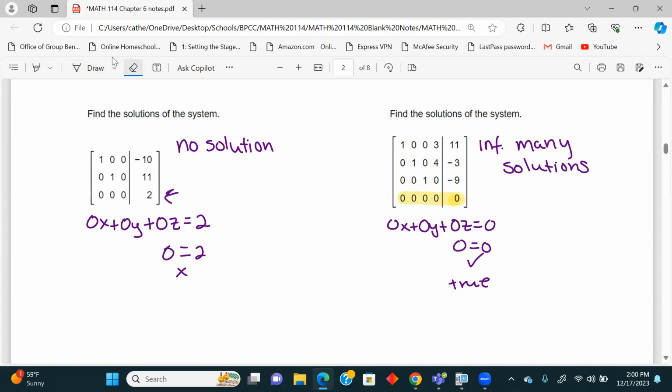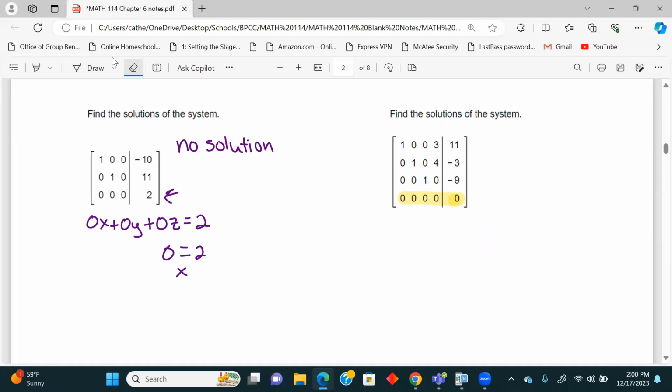Now I'm going to show you how to write the answers. All right. So we have 4 variables, x, y, z, and w. I don't know why they do it like that, but we'll just go with it. All right, so w is just going to be equal to w. And then this one, this is z. z is equal to -9.